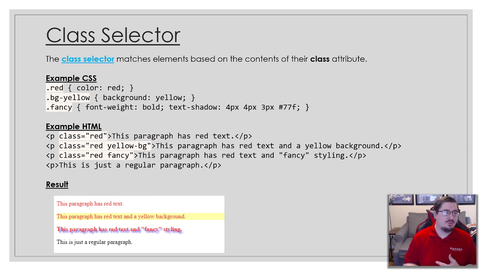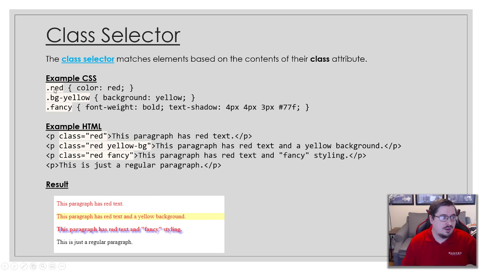Next up is you've got the class selectors. Class selector says I only want to apply the style to elements that have this class property. So for instance, here we've got 4 paragraphs. The first one has this class as red. We've got class as red, yellow background. Class as red, fancy. So what we can see is the first 3 all have that red class. The second and then the third both actually have 2 classes. So they'll get the styling from both of those classes.